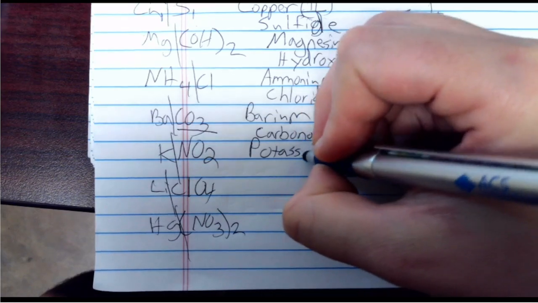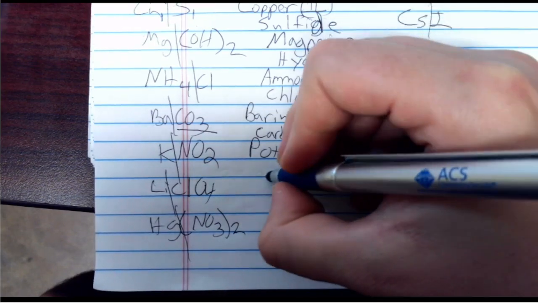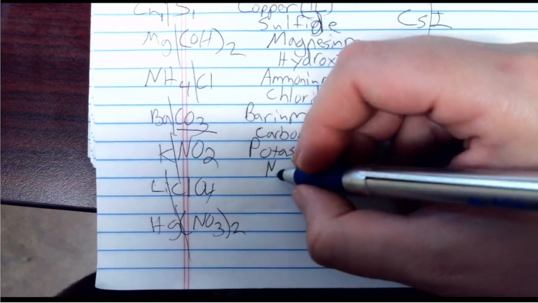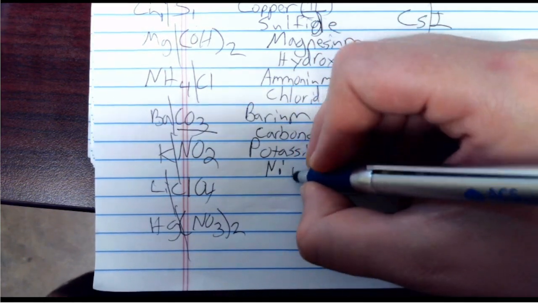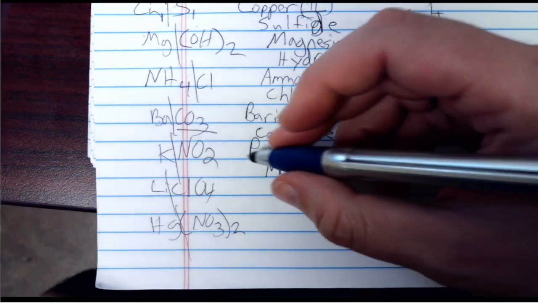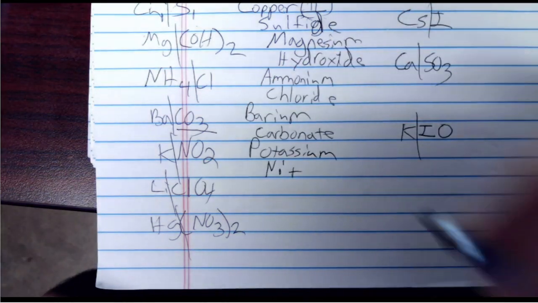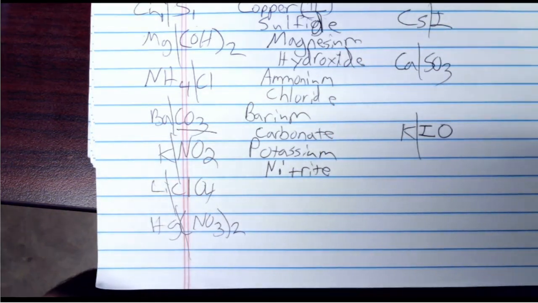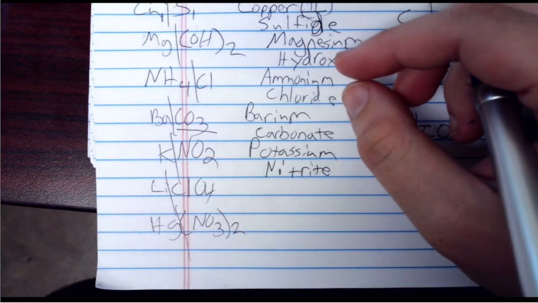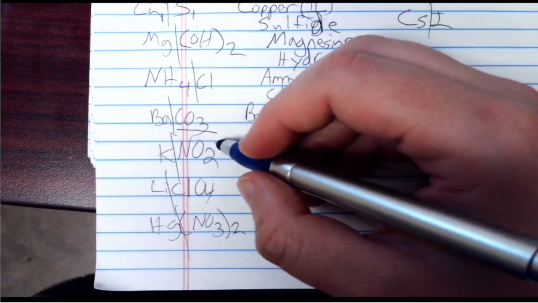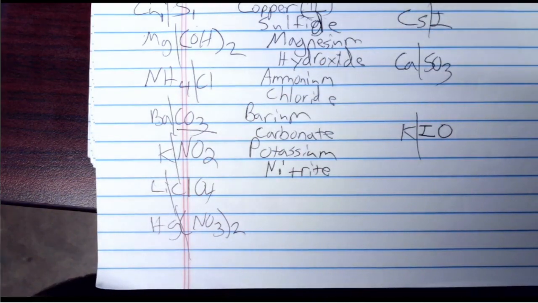Potassium. It's with a nitrogen. Nitrogen is row 2. So 3 is the upper limit. So 4 doesn't exist. We don't see the 4. So 2 would be the lower limit. So potassium nitrite. We don't have to reference the charge because nitrate and nitrite are always -1.